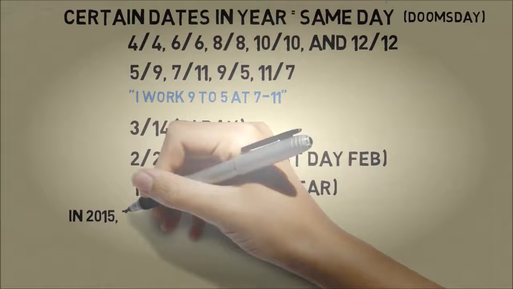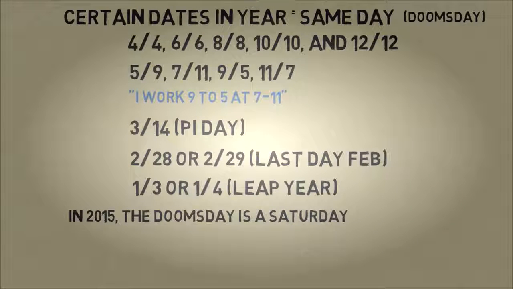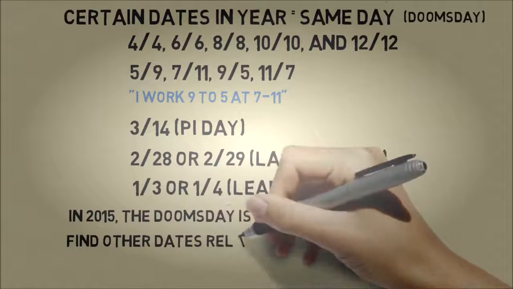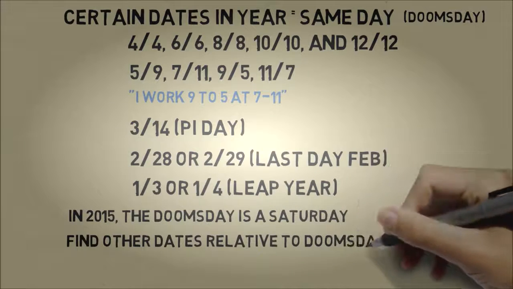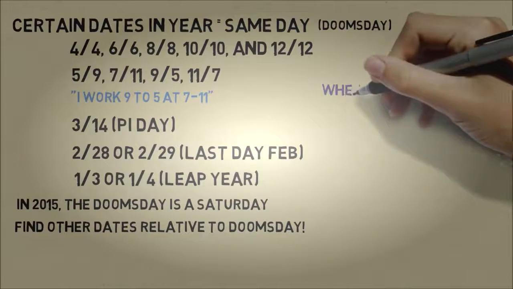So how is this useful? Well, let's take a look at 2015. The Doomsday will be a Saturday. January 3rd will happen on a Saturday. So we can find every other date in the year relative to the Doomsday. So let's see how this works.